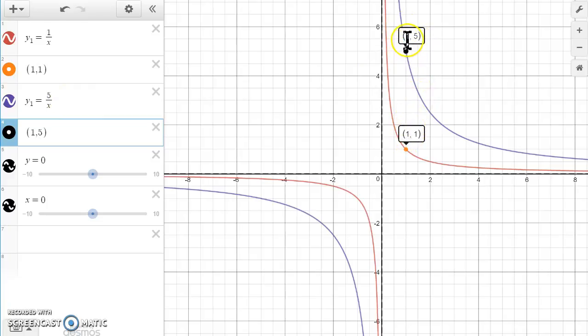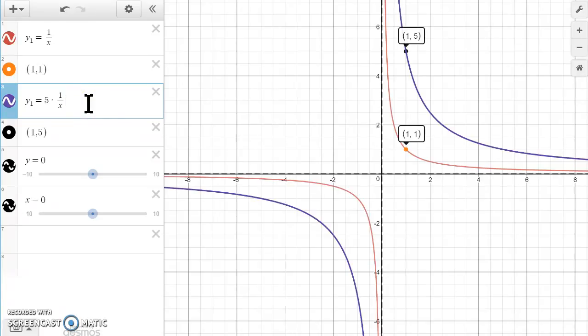So what happened? My x did not change, but my y has changed. My y has gone up. My y was 1, now it's 5, so my 1 multiplied by the 5 became that. Now, where did that multiplication by 5 come from? That is this 5 over here, because I can rewrite this as 5 times 1 over x. So I can rewrite this as 5 times the original equation. In other words, it's a vertical stretch. Make sense? That's my vertical stretch.